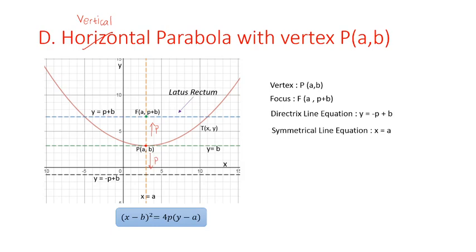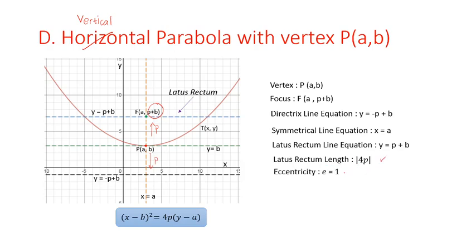And this is the latus rectum equation. The latus rectum equation follows the focus y part. It is y equals, because it is parallel with the x-axis for the vertical parabola, and it is the same as the y unit of the focus, p plus b. The latus rectum length does not change, it is still 4p, and the eccentricity also does not change.